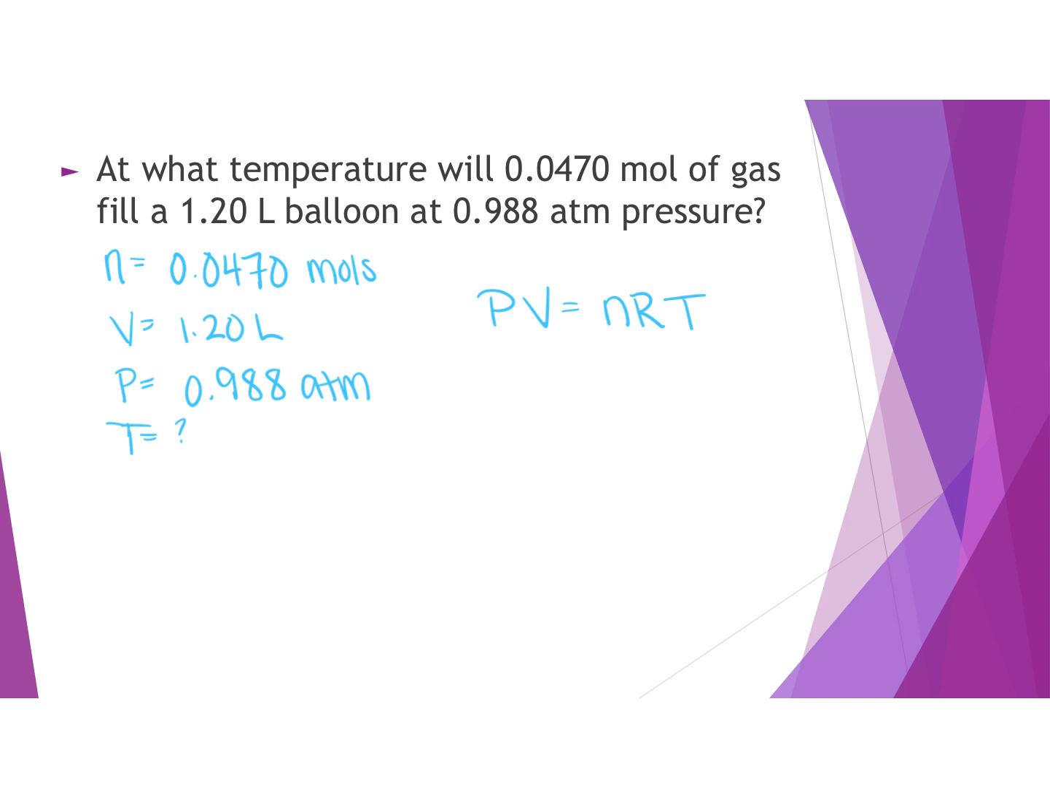For the ideal gas law, I like to rearrange my equation first and then plug my numbers in second. So we're solving for T. How do we get T by itself? What do you do with NR? Not subtract. Not add. Divide, right? They're multiplied here, so we're going to divide both sides by NR. So T equals PV over NR.